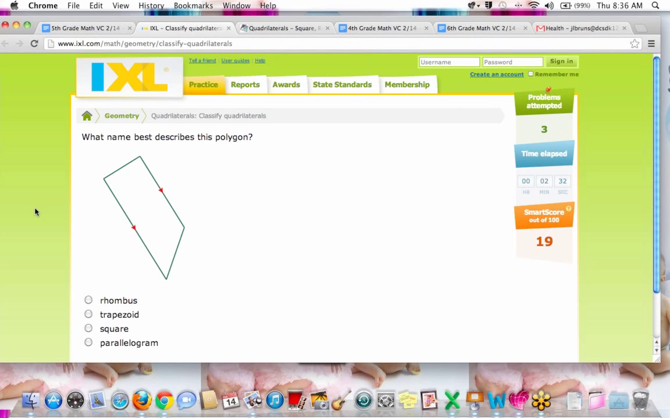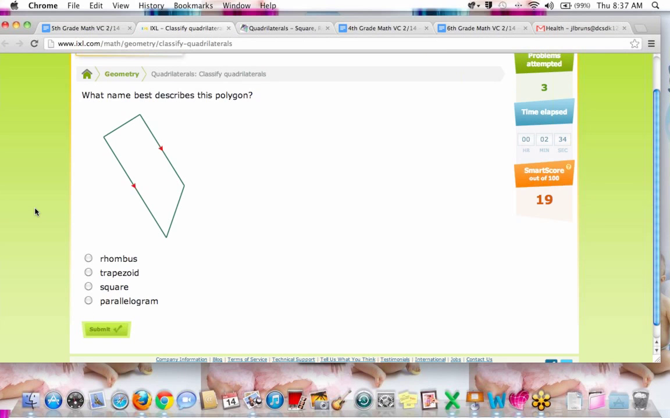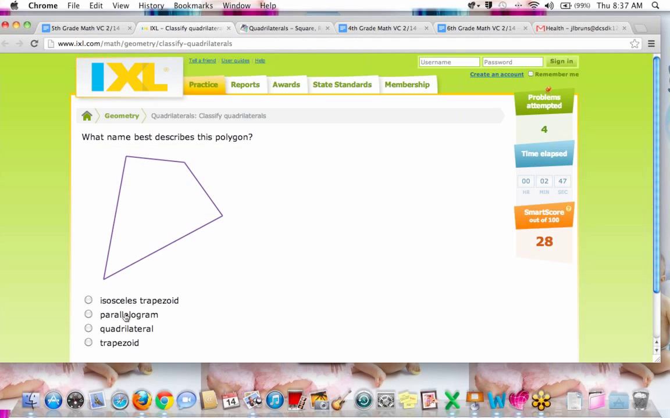Now this one's pretty easy. What are we looking at here? We only have two sets of parallel lines. That's it. Very good. It's a trapezoid. Everybody got that one correct?